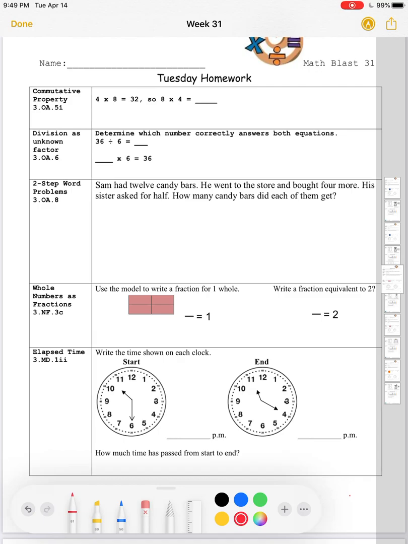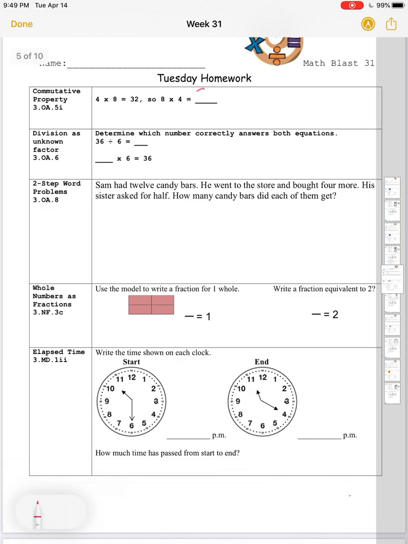Math Blast 31, Tuesday. Commutative property. 4 times 8 equals 32. So 8 times 4 equals 32. The commutative property of multiplication states that two numbers can be multiplied in either order, and I'm still going to get the same product.